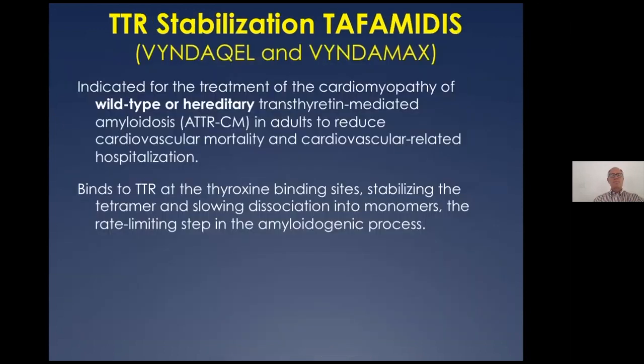And then we have TTR disruption. So the TTR stabilization is with tafamidis. It was recently approved by the US FDA. It's indicated for the treatment of the cardiomyopathy of either the wild type or hereditary transthyretin mediated amyloidosis in adults to reduce cardiovascular mortality and cardiovascular related hospitalization. What it does is bind to the protein at the thyroxine binding site. This stabilizes the tetramer and slows the dissociation into the pathologic monomer. This step is the rate limiting step in the amyloidogenic process.